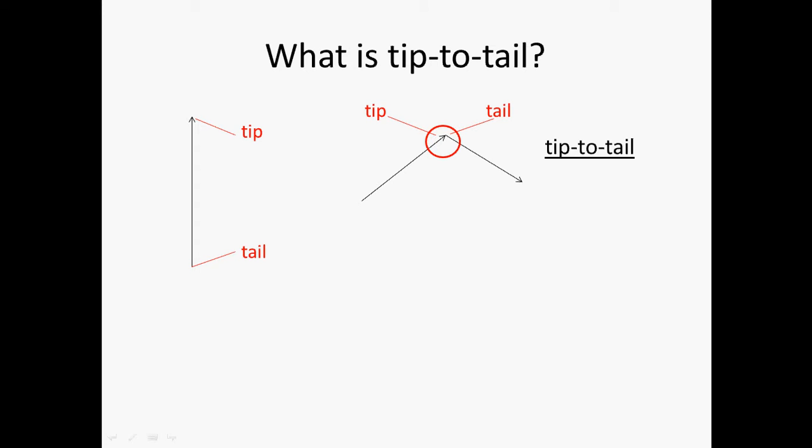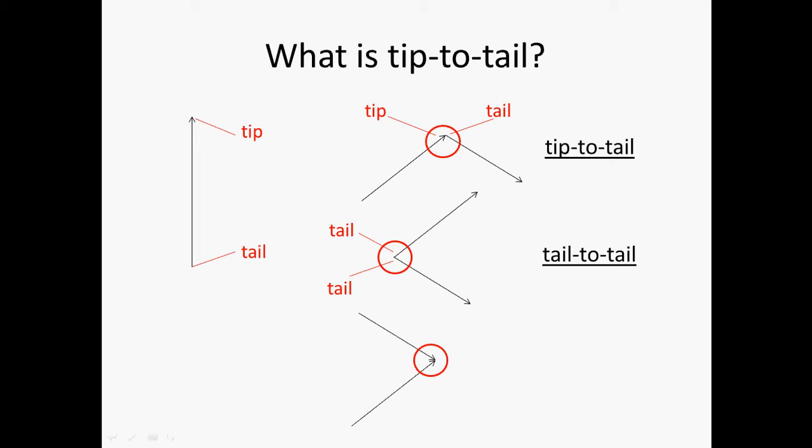Let's look at examples that are not tip to tail. This is one example. If you look at the point where the two forces are in contact, it is a tail and another tail. So this is a tail to tail, which is not tip to tail. And another case is this, where it is a tip to tip.